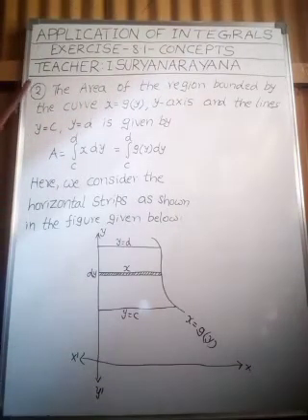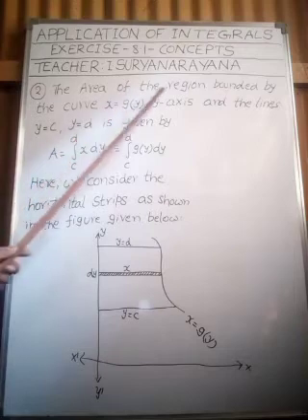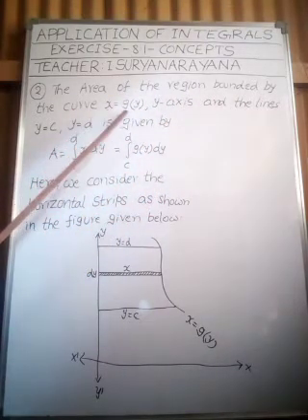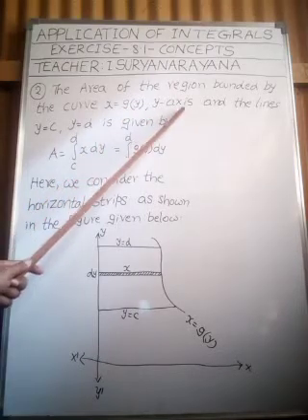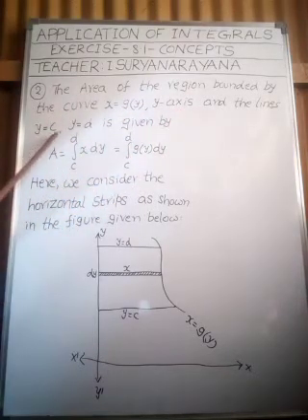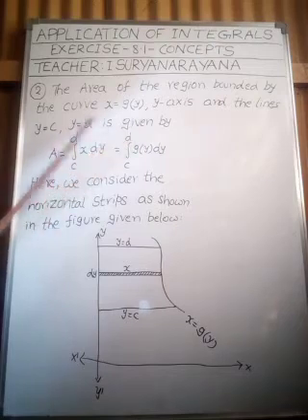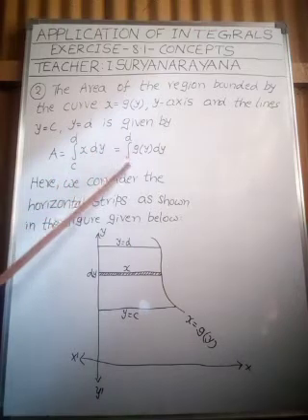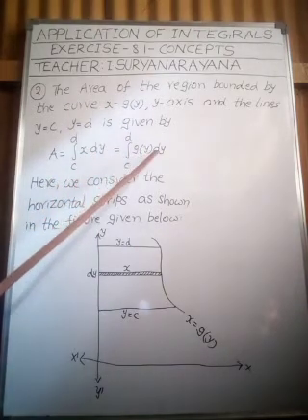Now come to the second point. The area of the region bounded by the curve x is equal to g of y, the y-axis, and the lines y is equal to c, y is equal to d is given by area A is equal to integral c to d x dy. That is equal to integral c to d g of y dy.